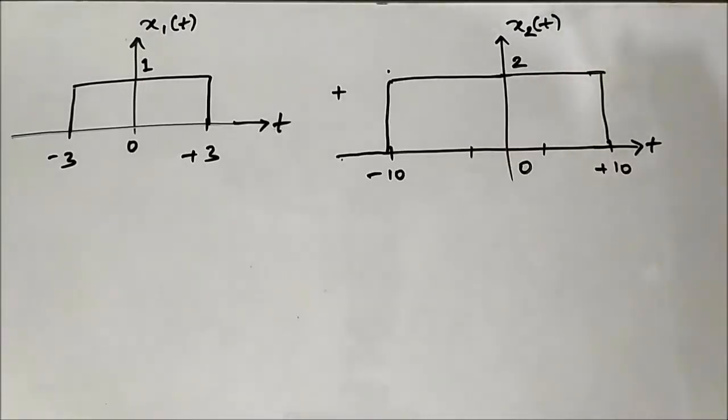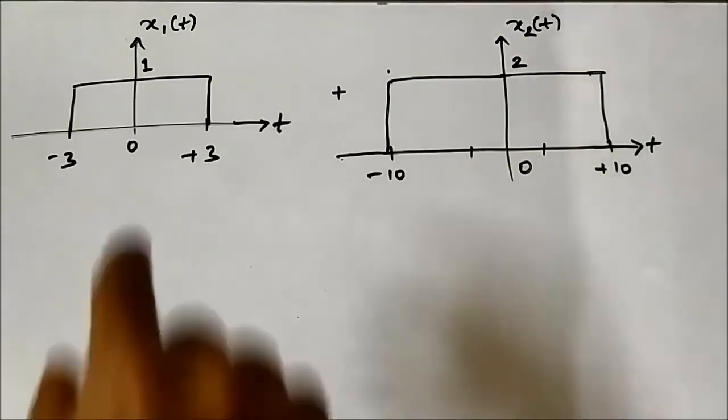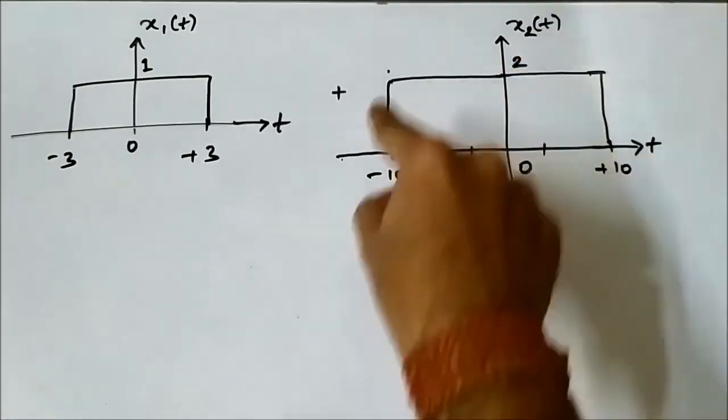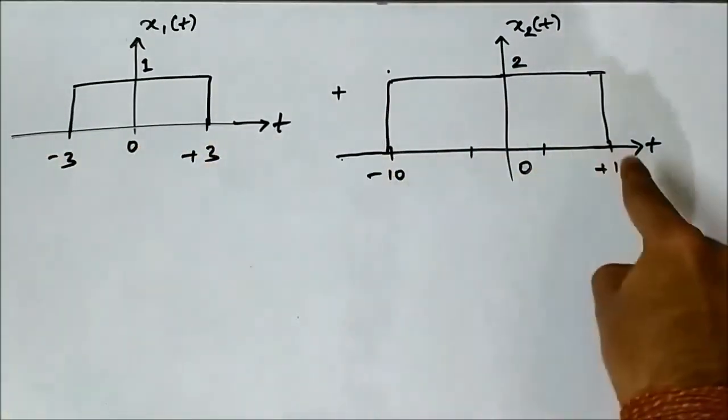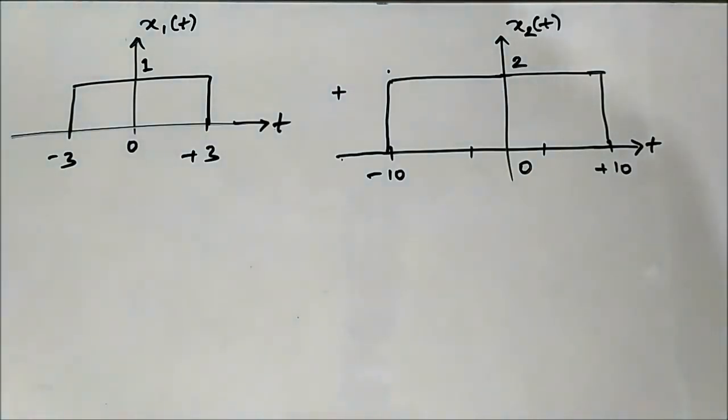So here we will perform signal addition and subtraction on these two signals x1(t) and x2(t), which are basically rectangular pulse functions with different amplitude. Here it is 1, here it is 2. Here the duration is from -3 to +3, it is from -10 to +10. We will perform both signal addition and subtraction. So first we will perform signal addition.